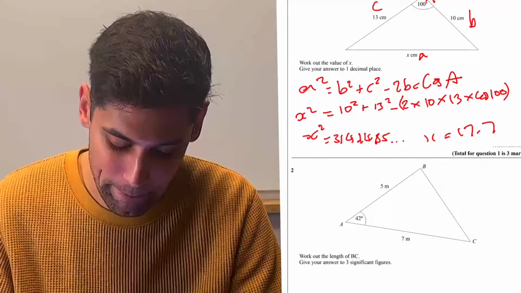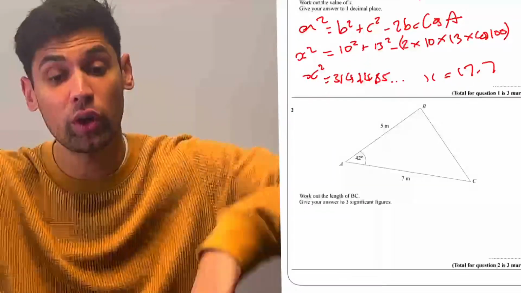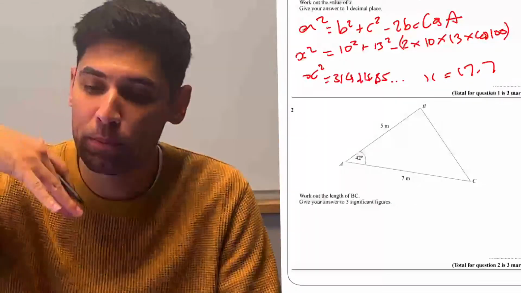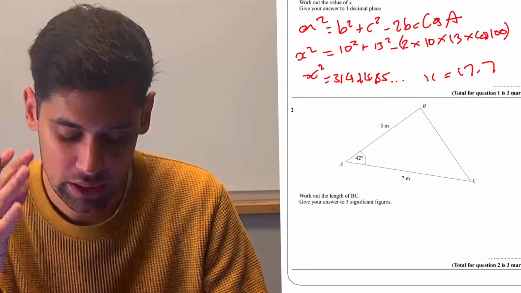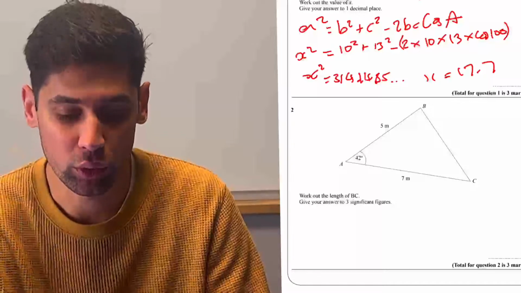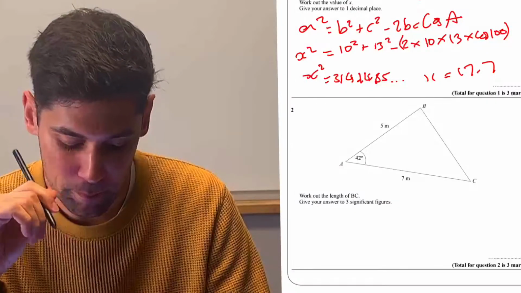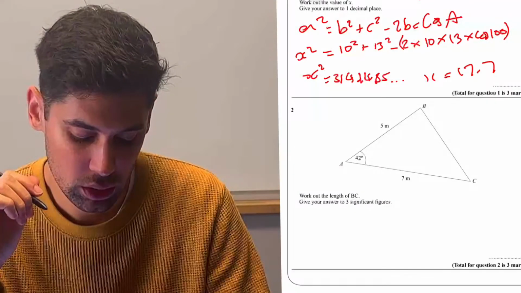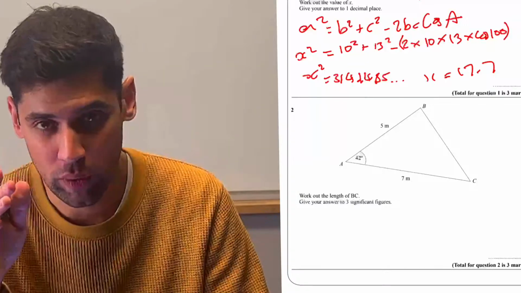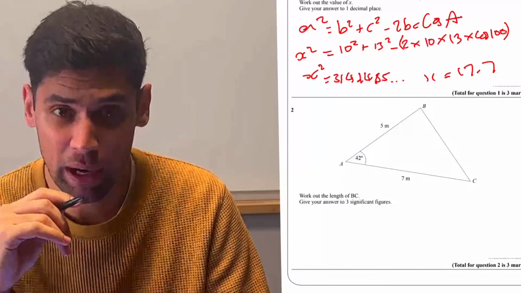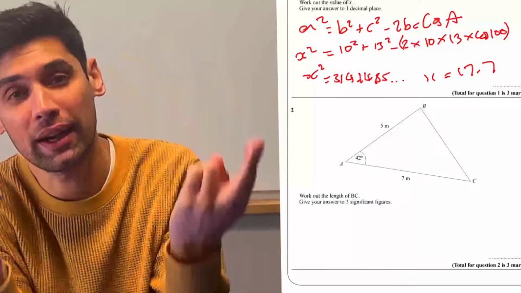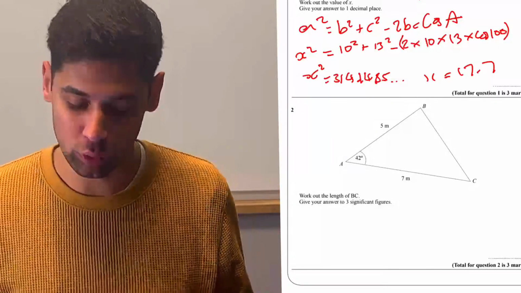Work out the length of BC, give your answer to three significant figures. Okay, so we've got a non-right angle triangle. Remember, this process of deciphering whether it's the sine or the cosine rule is really, really important. So we've identified it's a non-right angle triangle, sine and cosine rule. Do we have a pair of opposites for the sine rule? No, we don't, unfortunately. So it's going to be the cosine rule.